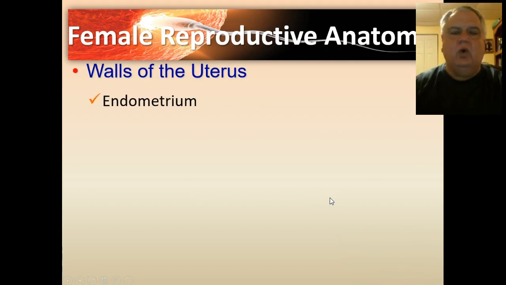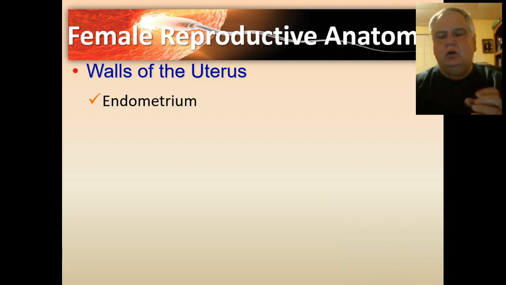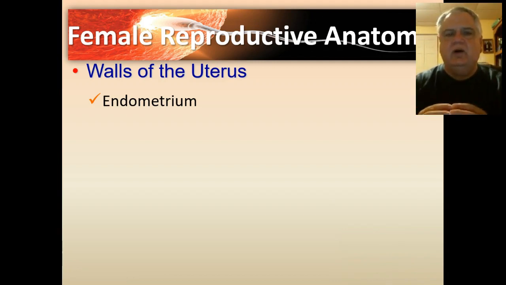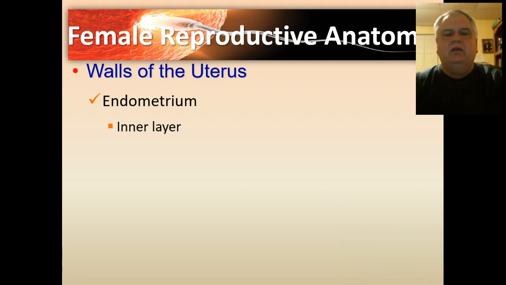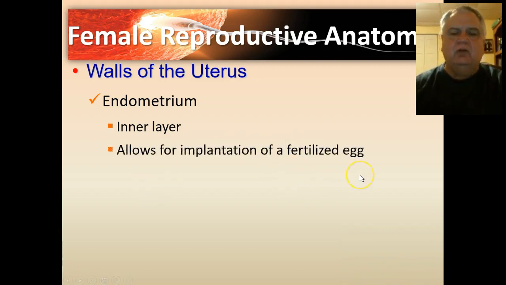Let's take a look at the walls of the uterus. The uterus, I should say, has 3 layers to it. Go figure. Just about everything we're taking a look at in the walls has 3 layers, doesn't it? The first layer, we'll start with the innermost layer. The innermost layer is referred to as endometrium. The endometrium is what allows for implantation or attachment of a fertilized egg.